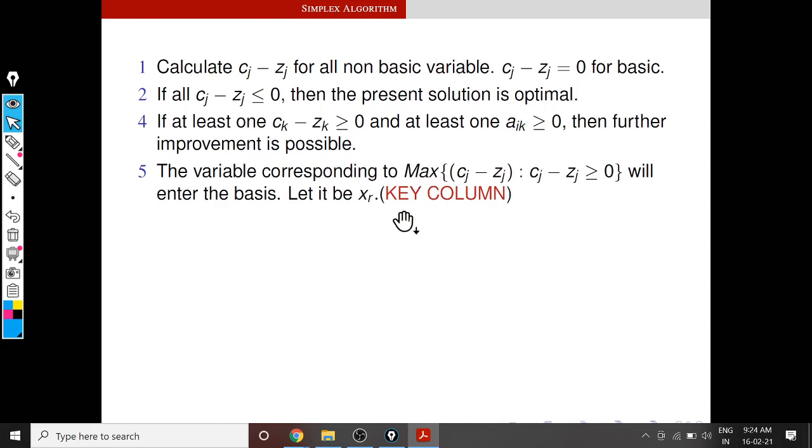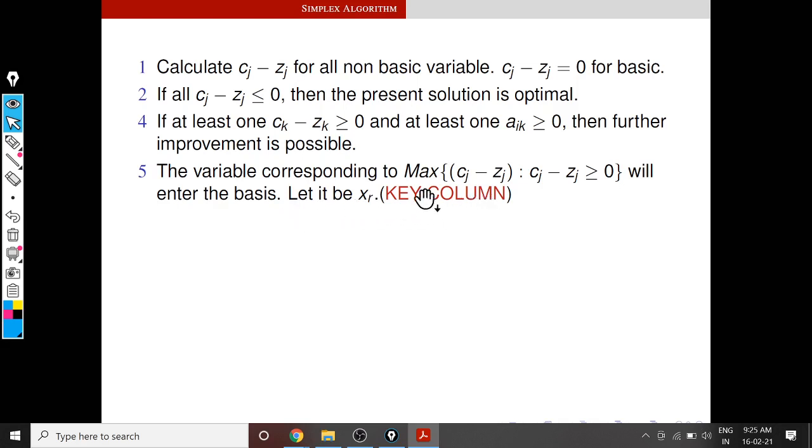Then how to find the entering variable. Now some variables are basic, some other variables are non-basic. Non-basic variables are always 0. Only basic variables have non-zero values. Maybe a basic variable is also 0; that type of solution is called a degenerate solution.